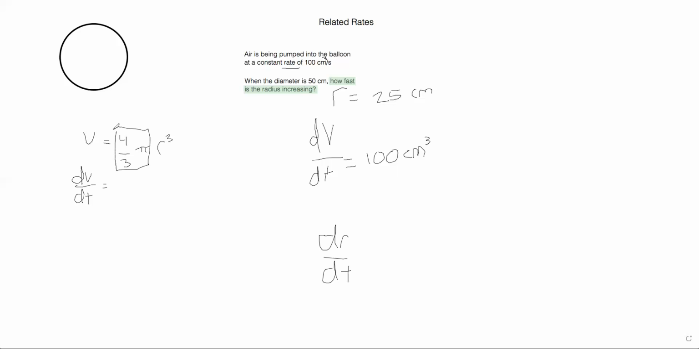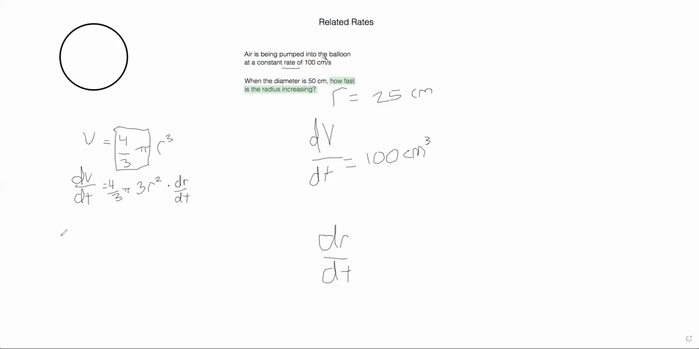So this is just a constant. The derivative of this is going to be 4/3 pi. And then we're going to take the derivative of r cubed. So we get 3r squared times the derivative of r. And then it works out really nicely because we have a lot of information. In fact, we have everything except for the thing we're looking for.